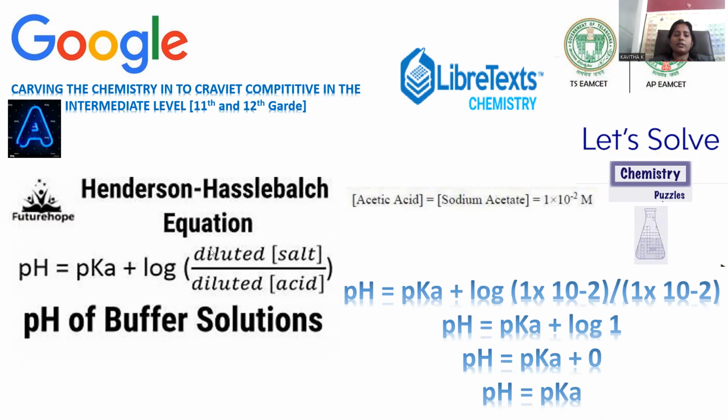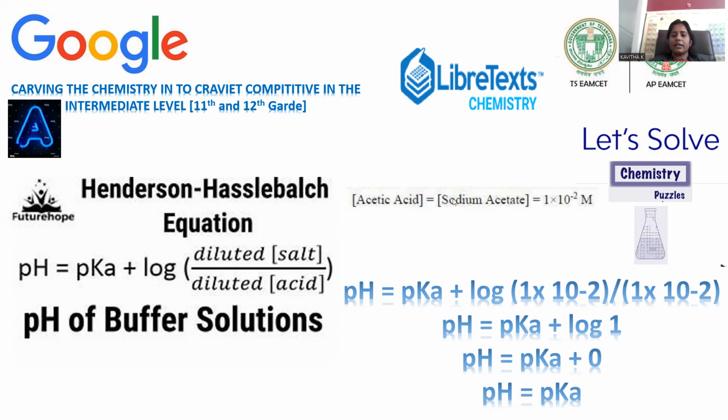Henderson-Hasselbalch equation, which is important for the calculation of pH for the buffer solution. A buffer is a solution which maintains a constant pH, whose formula is given by pH is equal to pKa plus log of salt concentration by acid concentration, right?